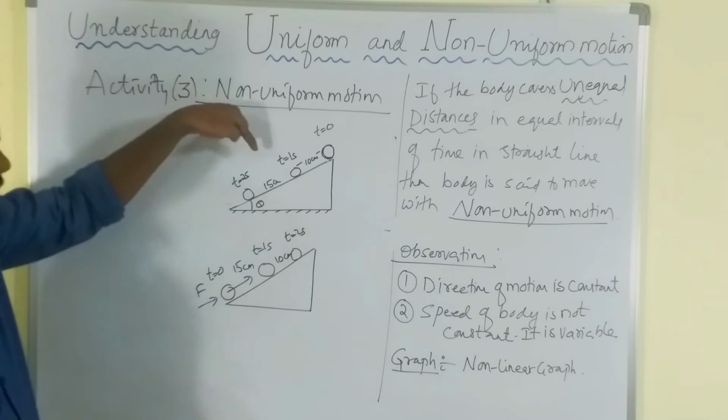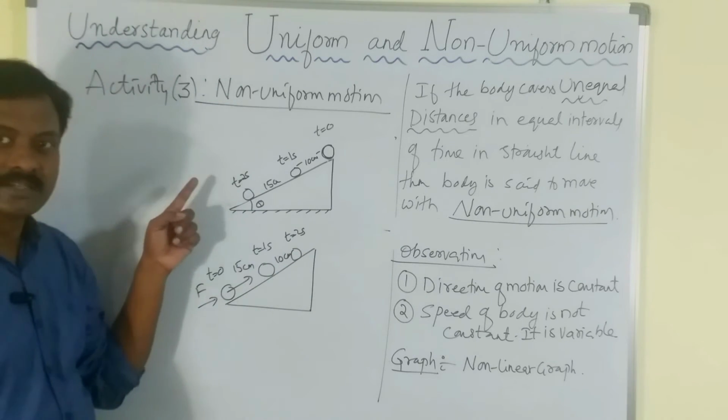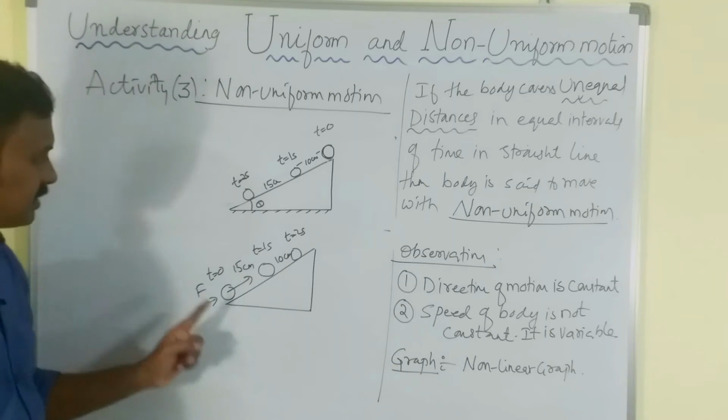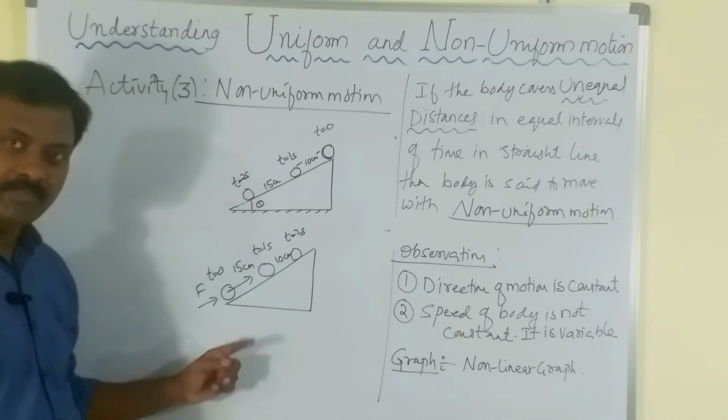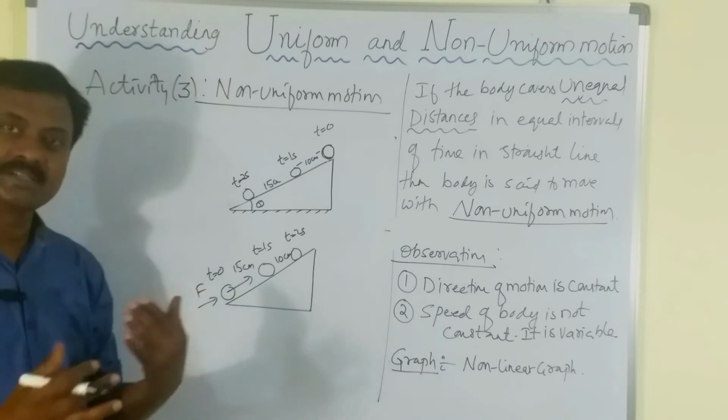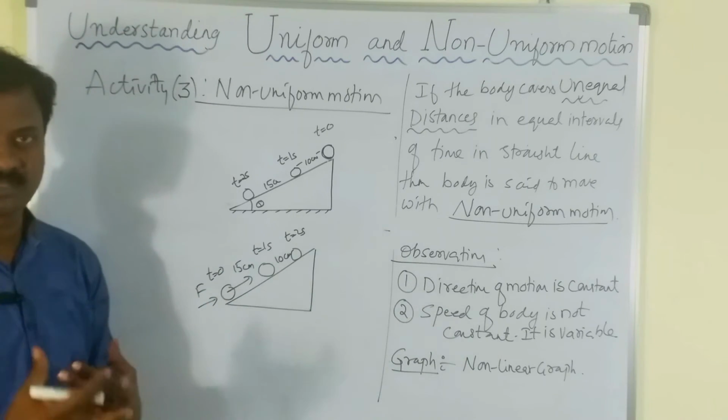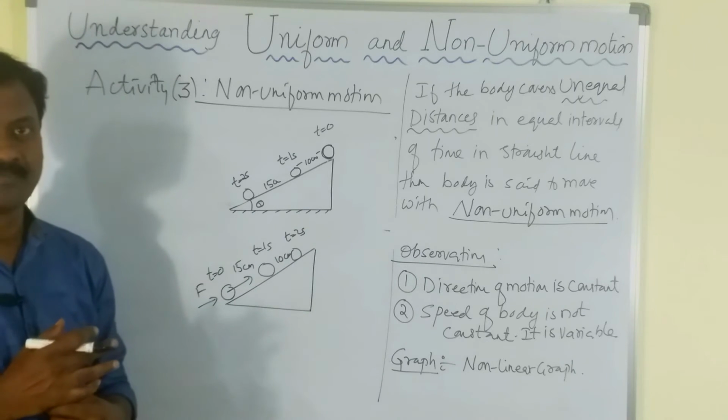So we can say that here the speed is increasing. In this example, the speed is decreasing. In both cases, the speed is either increasing or decreasing. So we say the speed changes. The speed is not constant.